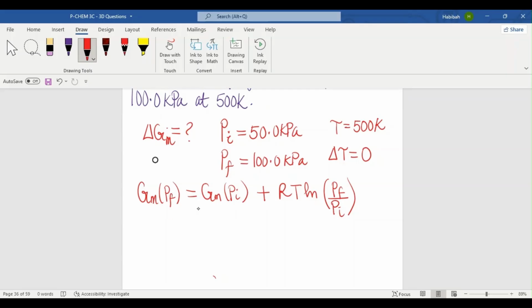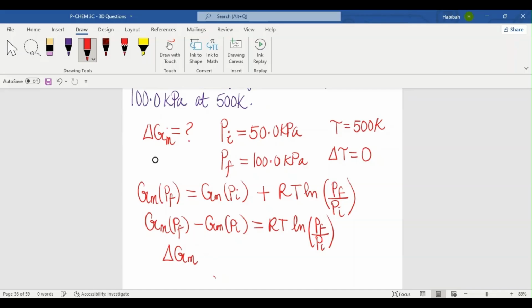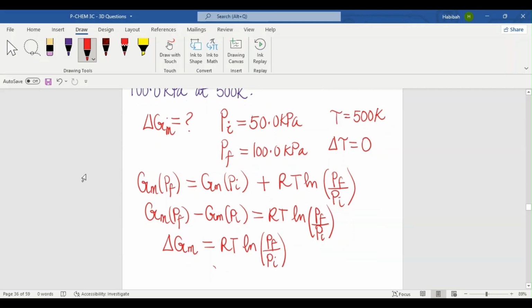So how we're going to have to rewrite this formula to be able to equate it to the change in molar Gibbs energy: this is just going to look like the molar Gibbs energy at the final pressure minus the molar Gibbs energy at the initial pressure is actually going to be RT ln P final divided by P initial. So that would just be the change in the molar Gibbs energy equals RT ln P final divided by P initial. So that's basically how this is done.